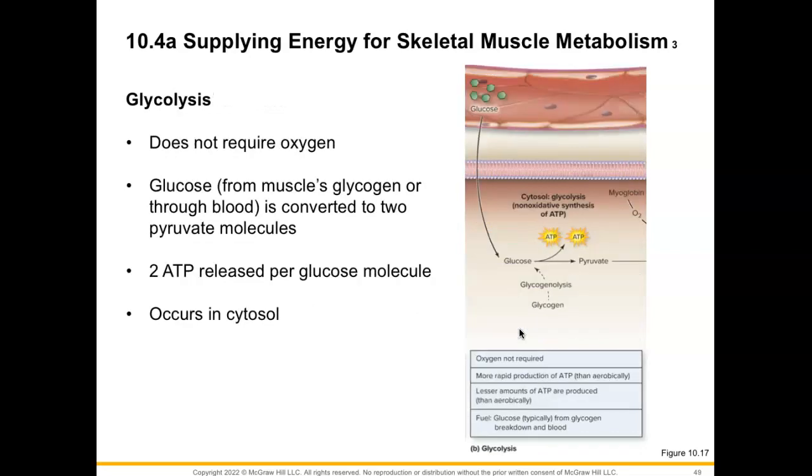Now let's talk about glycolysis. This is a process that also is not requiring oxygen, and instead we are going to use glucose. And this could be glucose from our blood, or it could be a breakdown of our muscles' glycogen. Remember, glycogen is a large molecule of repeating glucose molecules bonded to each other. And we go through a process in which we are going to end up with 2 pyruvate molecules and 2 ATP molecules per glucose molecule that goes through glycolysis. And this is all taking place in the cytosol.